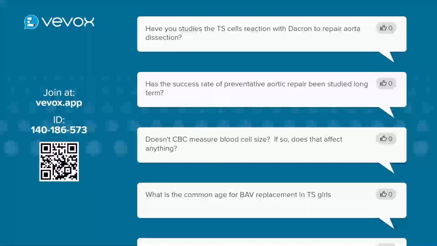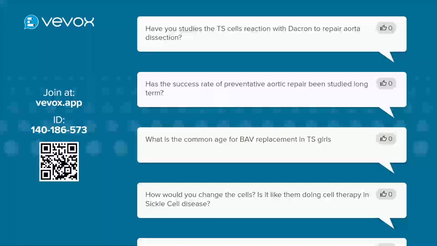Doesn't CBC measure blood cell size? If so, does that truly affect anything? So complete blood count, that's the test you get from your doctor. I think they're talking about the red cell size that's usually reported. It's a common test. There's no indication that there's anything majorly wrong with that value in people with Turner syndrome as a rule. And if you have an abnormality in your CBC, there's usually a way to do follow-up testing to figure out what's causing it. A frequent example would be if you are anemic, your blood count will be very abnormal, and your doctor can do a test to figure out why you're anemic and how to treat it. Okay.